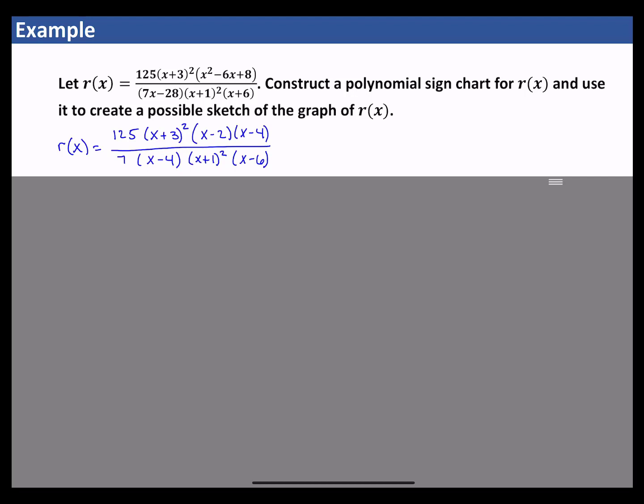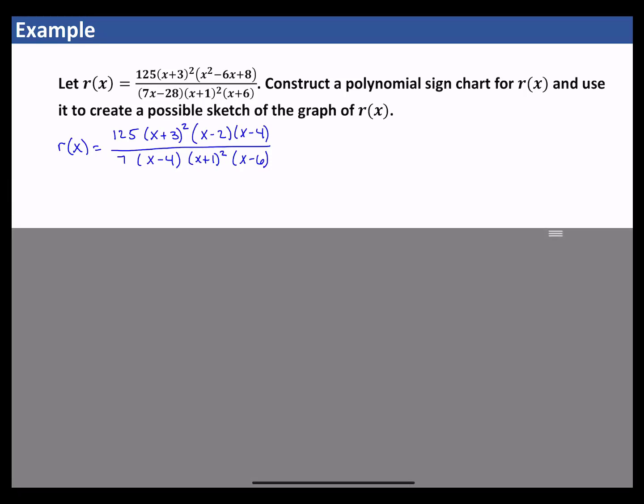So with polynomial functions, we were interested in including all of the x values where the function equaled 0. And now with rational functions, we must include not only the x values where the function equals 0, but also where the function is undefined. So let's start out with the values where the function is undefined. So r of x is undefined when the denominator equals 0. So we know the function is undefined at x equals 4, x equals negative 1, and x equals 6.